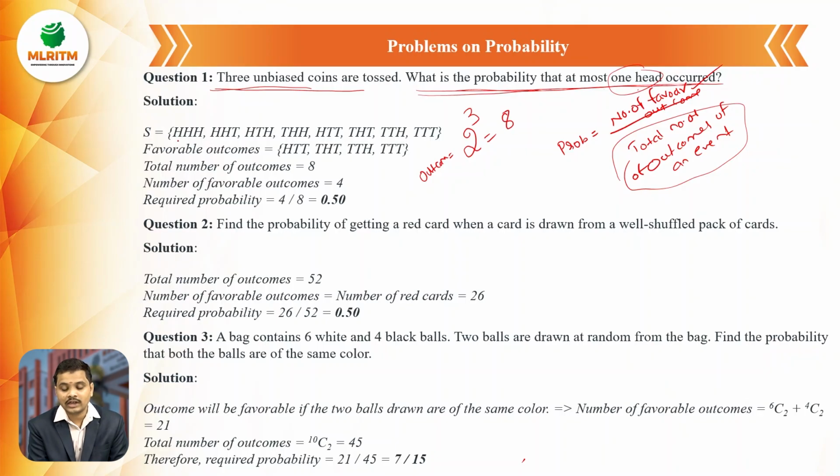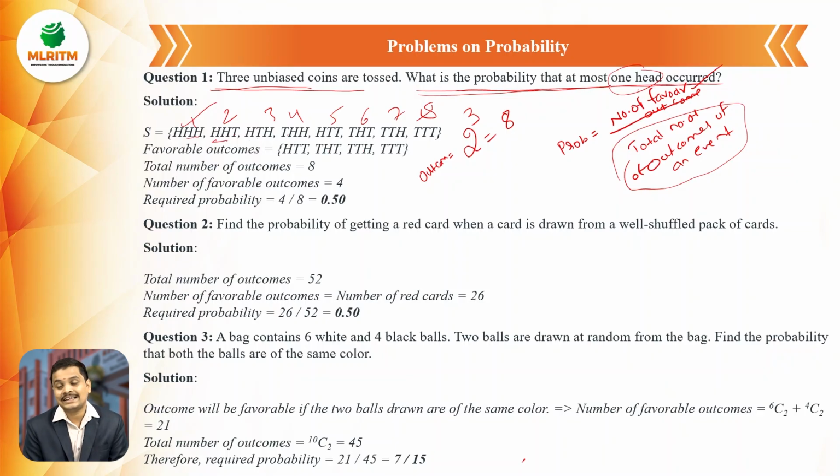So what are those 8 outcomes? Head head head, head head tail, head tail head, and so on till tail tail tail. 1, 2, 3, 4, 5, 6, 7, and 8. So total 8 possibilities. If I toss 3 coins, one outcome is that all are heads. Another is first coin head, second coin head, and third coin tail. Similarly, first coin head, second coin tail, and third coin head. Like this we write the 8 outcomes. So he's asking for at most one head. Favorable outcomes: 1, 2, 3, 4.